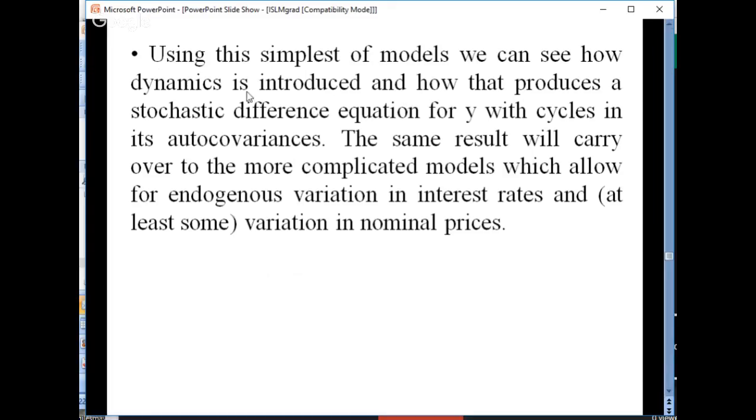So using the simplest model, we can see how dynamics is introduced and how that produces a stochastic difference equation for Y with cycles in its autocovariance, like we talked about last week. The same result will carry over to a more complicated model, which allows for endogenous variation in interest rates and at least some variation in nominal prices.